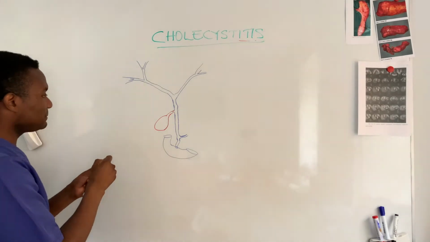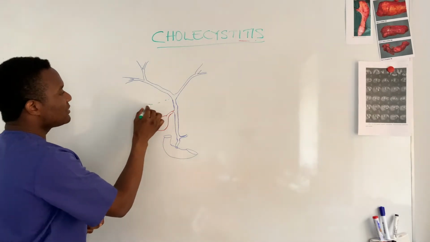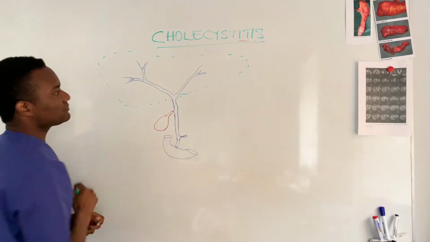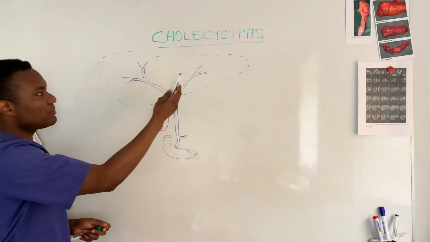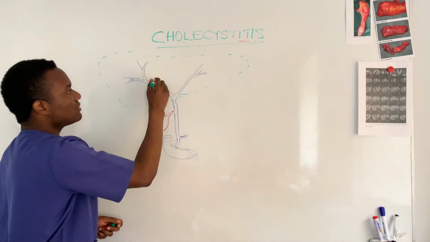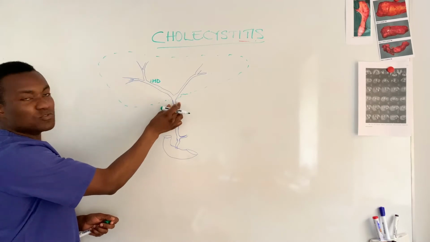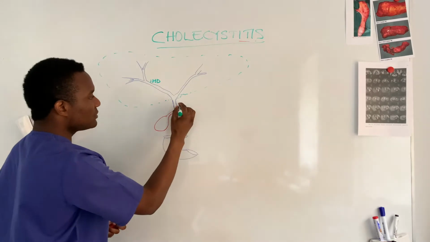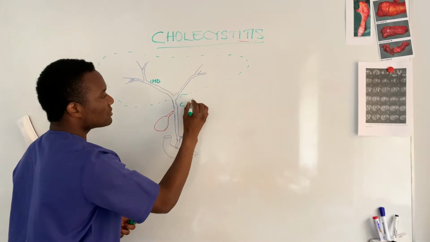So this is the biliary tree. Let's imagine that this is the liver. These are called intrahepatic bile ducts. And they go down, fuse, and form one channel. This is called the common hepatic duct.